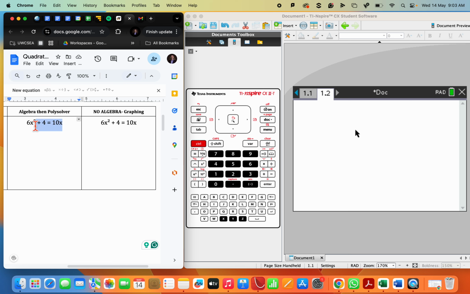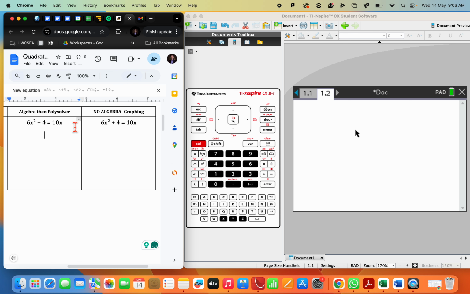A quadratic equation, but we're going to do it with the minimal amount of algebra possible. So here we're going to make everything equal to 0. Remember, when we solve a quadratic, the balancing method all the way down is not going to work. It will only work for linear.